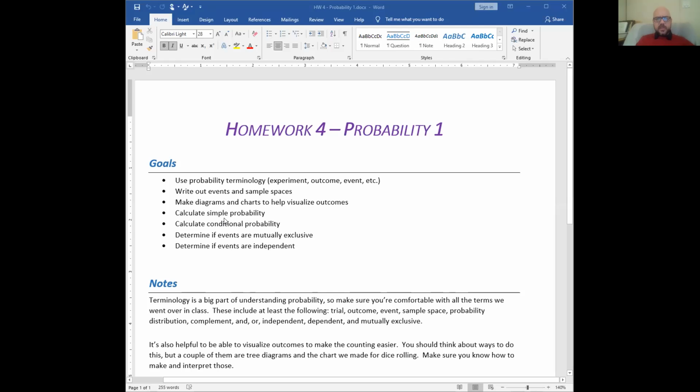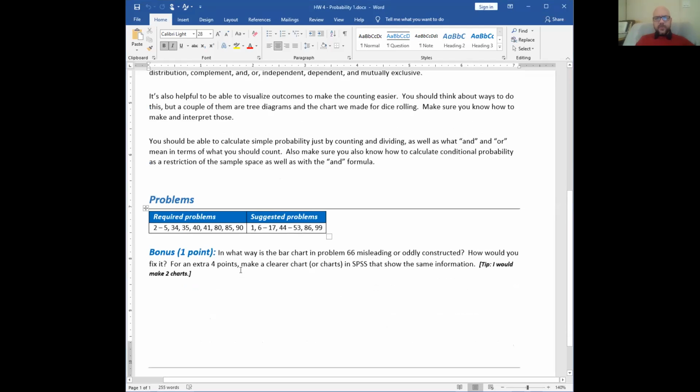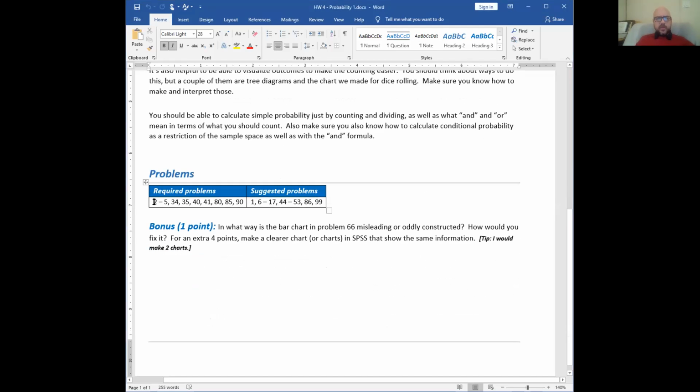So homework four is this guy, probability one. We want to do all these things. I'm going to leave you to read my notes on this, but I'm just going to be doing these guys here, as well as the bonus problem. Let's get straight into it.